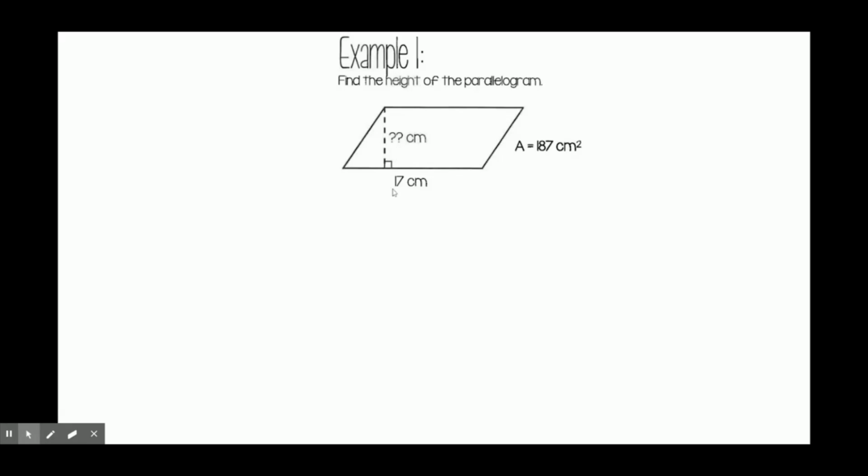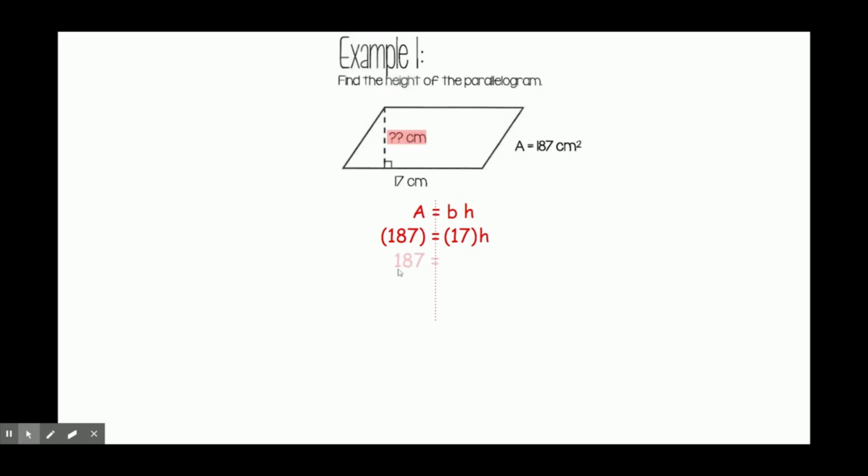We start off by writing the formula for area of a parallelogram, which is area equals base times height. I'm going to draw a dividing line because we're going to be working it like an equation. So we're just going to fill out the missing information that we do know. Do we know the area? We do. It says so right here, area equals 187. So we're going to replace A with 187. Do we know the base? We do. It's 17 centimeters, so we're replacing B with 17. Do we know the height? We don't. So we're going to keep it as H.